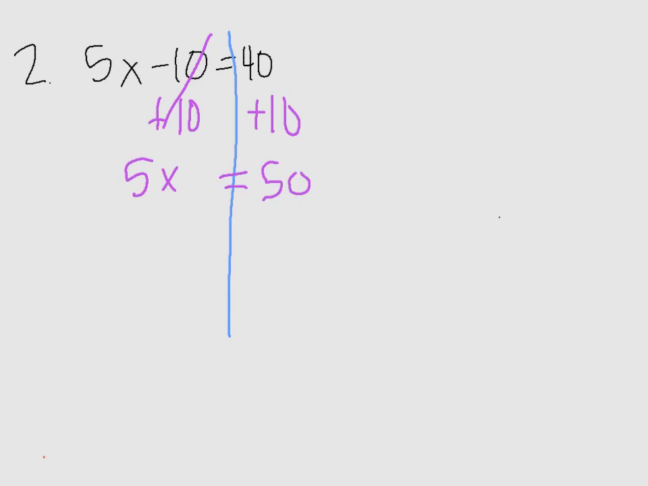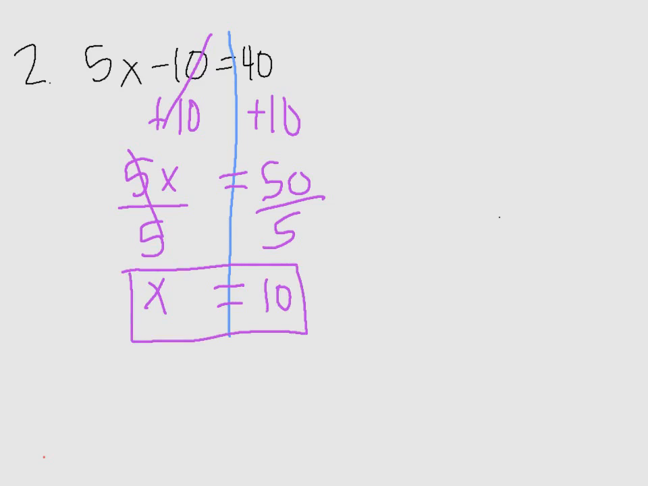I now still have that number 5 right in front of my x, which means that's multiplication. So the inverse of multiplication is division, so I divide both sides by 5. My 5's cancel and I'm left with x equals 50 divided by 5, which is going to be 10. Since I got a variable equal to a number, this one is one solution.